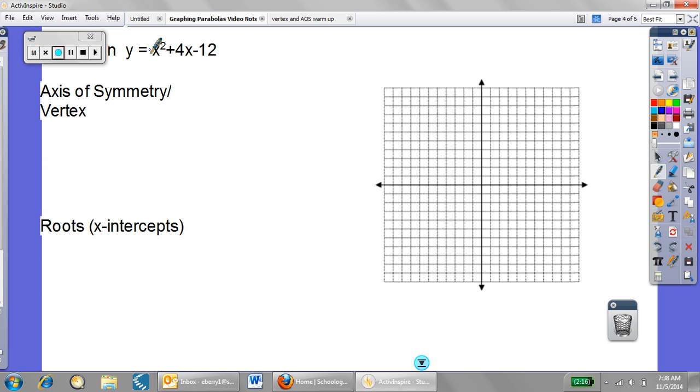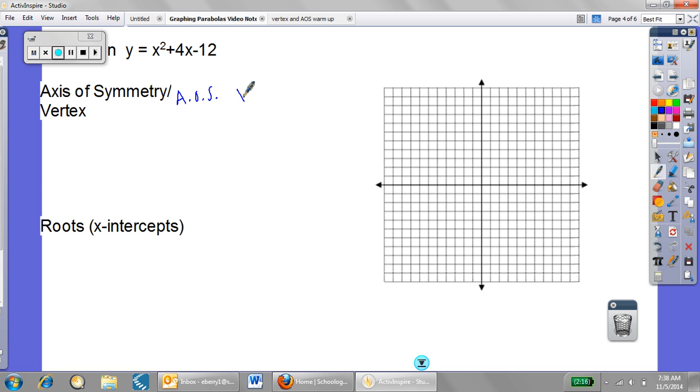Here's the equation, y equals x squared plus 4x minus 12. So again, today we're going to graph by using the axis of symmetry and the vertex and finding the roots. We won't be using an xy table anymore to graph. So I'm going to start by finding the axis of symmetry.